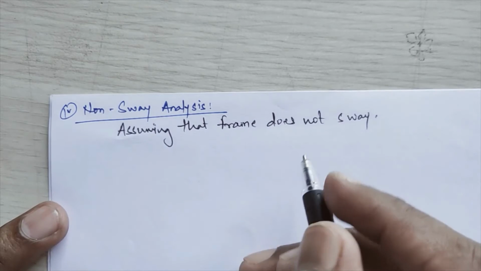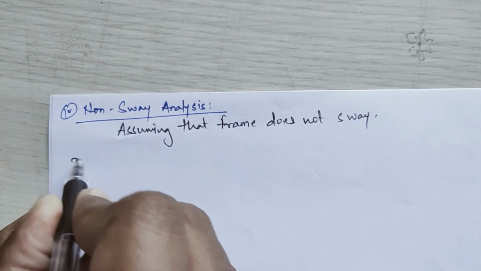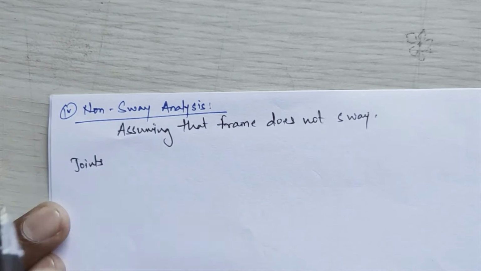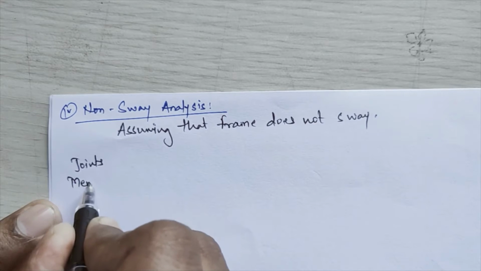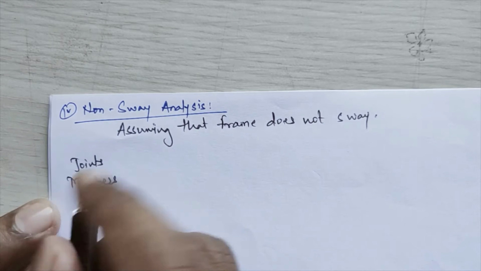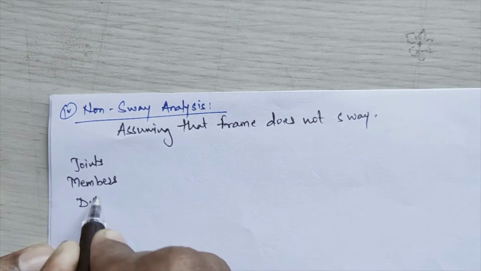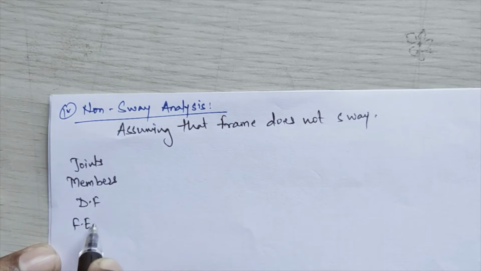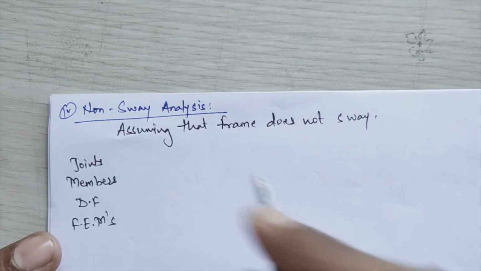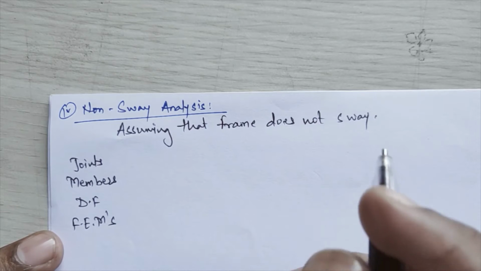Assuming that the frame does not sway over there. So here your first row is what? Joints. Next is your members meeting these joints. After that distribution factors, and then fixed end moment. So these four rows remain common for every table over there.